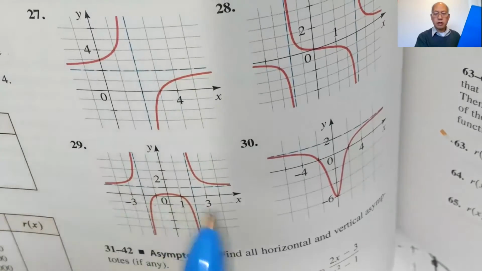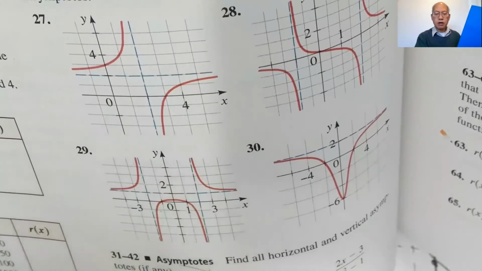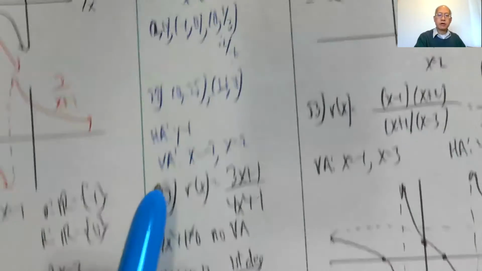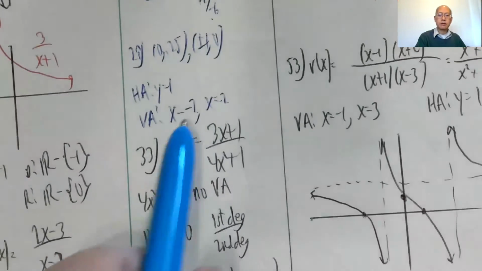Okay, horizontal asymptote looks like y equals 1. Vertical asymptote, x equals plus or minus 2. So horizontal asymptote, y equals -1. Vertical asymptote, x equals -2, and x equals 2.